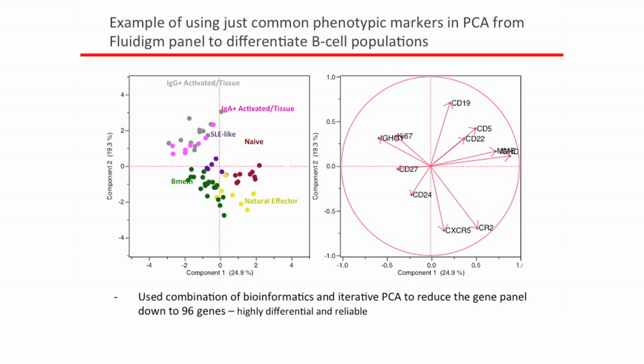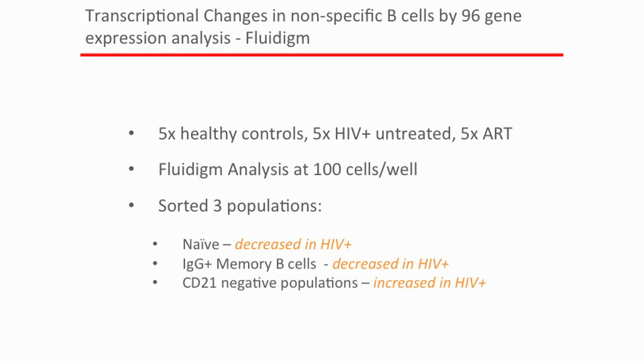If we do a principal component analysis on just a few of these genes, we can actually separate out the B cell memories and the natural effectors from the IgA activated tissue B cells that are in the periphery, and also the naive. So this is a very powerful technique. Then what Adam did was he took 5 healthy controls, 5 HIV positive untreated individuals, and 5 individuals that were on active retroviral therapy. And he performed Fluidigm analysis at 100 cells per well. We sorted 3 populations because of the frequency of the populations in the cohort that we had.